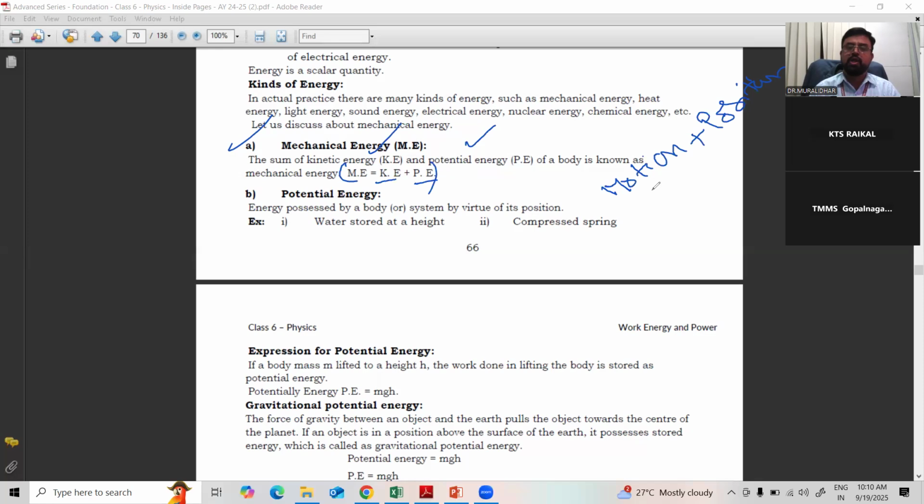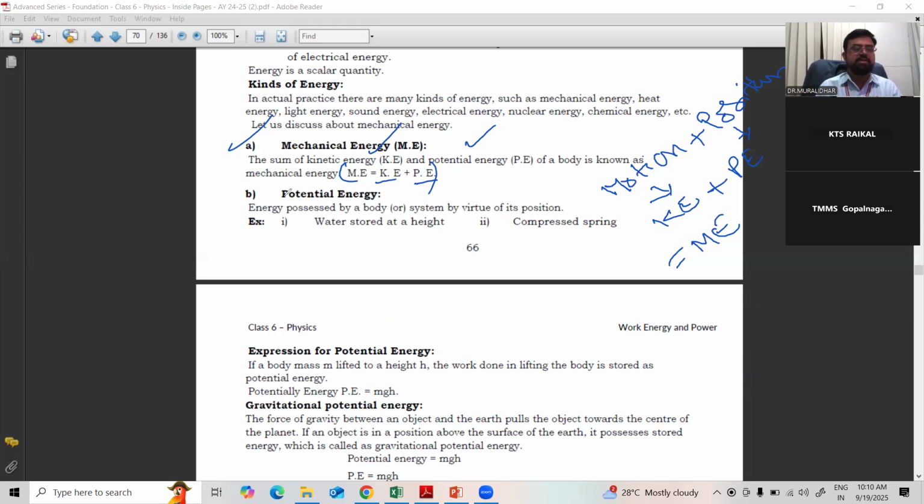The energy produced by a body in motion is called kinetic energy. At the same position it is called potential energy. So both together are called mechanical energy. Whether the body is moving or at the same position, it produces energy. Such energy is called mechanical energy.